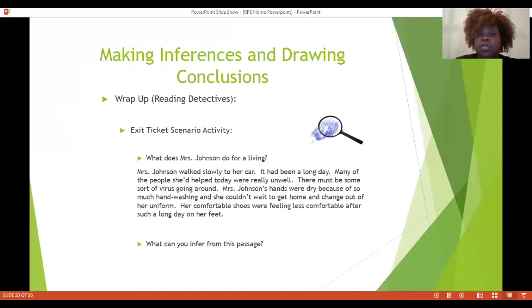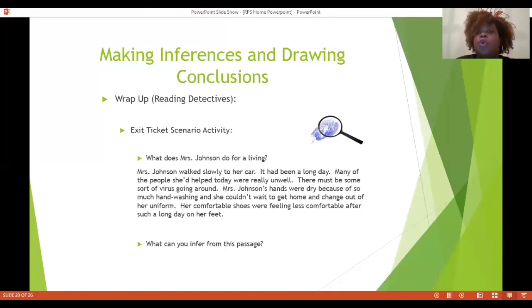Mrs. Johnson walked slowly to her car. It had been a long day. Many of the people she helped today were really unwell. There must be some sort of virus going around. Ms. Johnson's hands were dry because of so much hand washing, and she couldn't wait to get home and change out of her uniform. Her comfortable shoes were feeling less comfortable after such a long day on her feet.